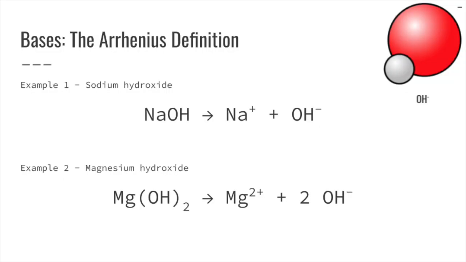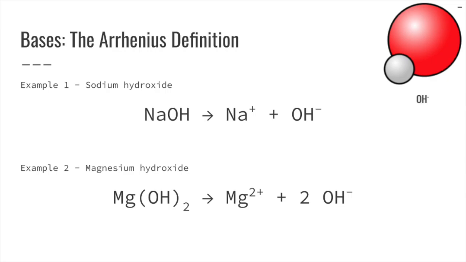Here are two examples of balanced equations demonstrating the Arrhenius definition of a base. Sodium hydroxide is a metal hydroxide, so Na and Na+ will be used instead of B and B+ from the generic equation. This also gives us NaOH, sodium hydroxide, dissociating into Na+, a sodium ion, and OH-, a hydroxide ion. This shows that sodium hydroxide is indeed a base because it produces hydroxide ions in water.